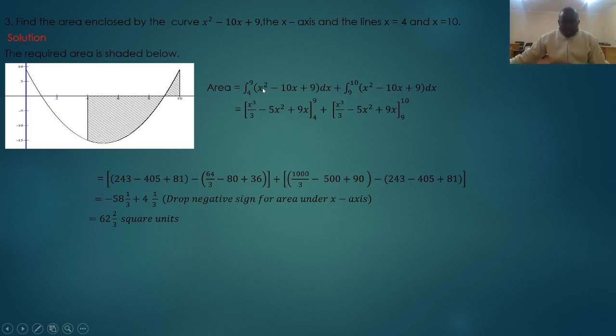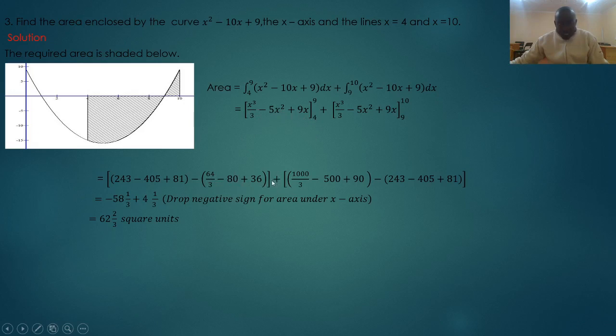So we shall find the integration of this as x cubed over 3 minus 10x squared over 2, which gives you 5x squared, then plus 9x, with limits 9 and 4. The same integration with limits 10 and 9, we add. Remember, we are adding the two. So we substitute 9 here, you get all this. Then we minus, substitute 4 here, you get all this.